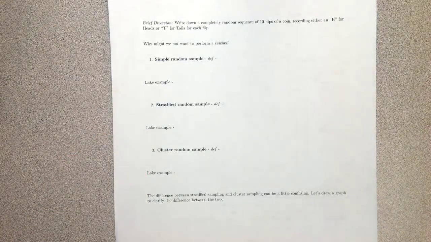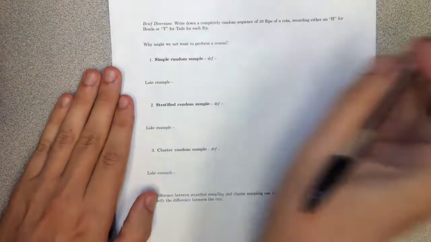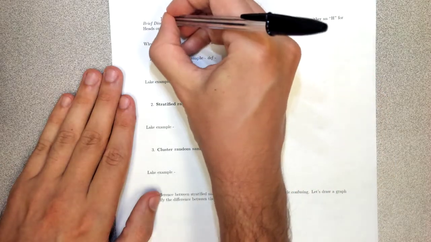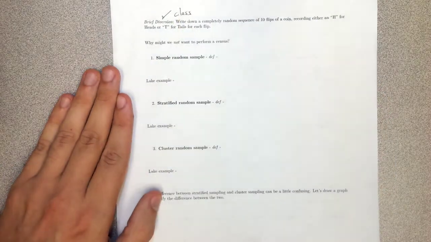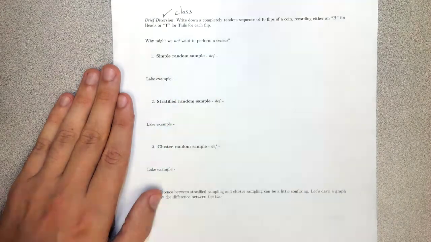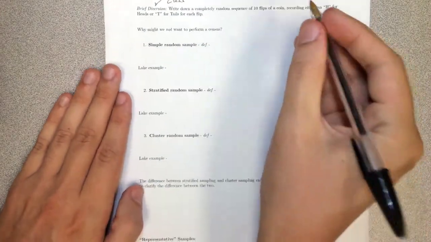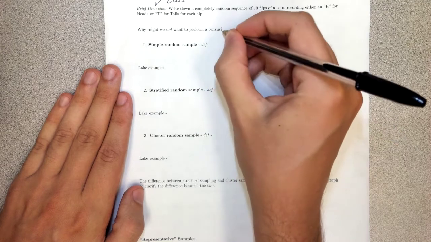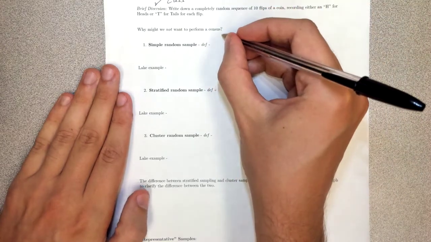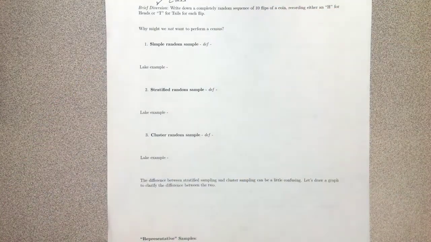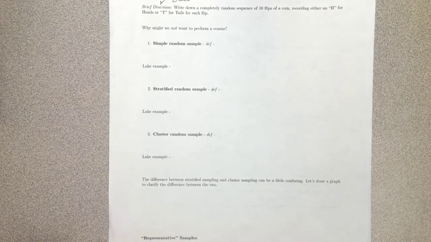All right, so we are going to do this fun little brief diversion in class. So I'm just going to write class. That's more for me than for you, so that I remember that we should do that. And we're going to jump to this question about why we might not want to perform a census. So take a second to think about that question. Why in this lake example would we not want to do a census?